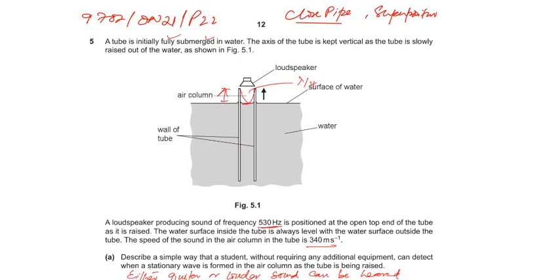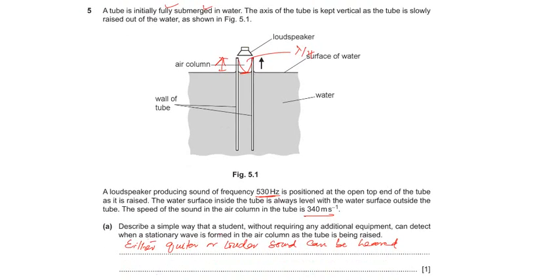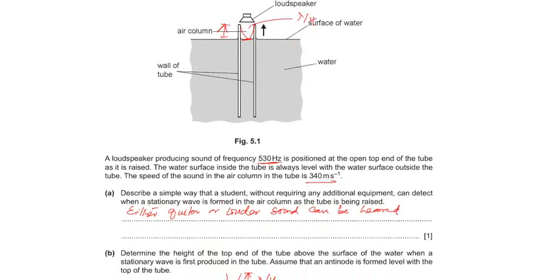The question number 5, a tube initially fully submerged in water. The axis of the tube is kept vertical as the tube is slowly raised out from the water, as in this figure. This is a tube which is raised out from the water, and on the top we have a loudspeaker, right? A loudspeaker producing sound of 530 Hz is positioned at the top end of the tube as it is raised.